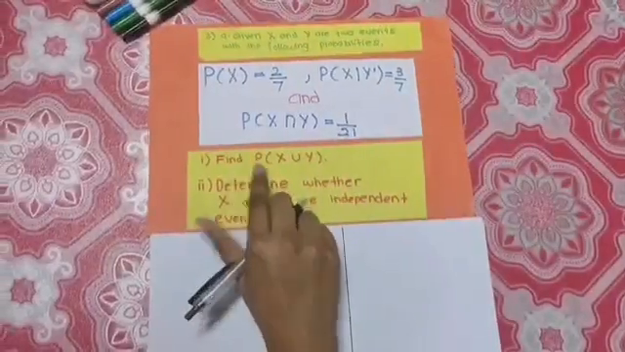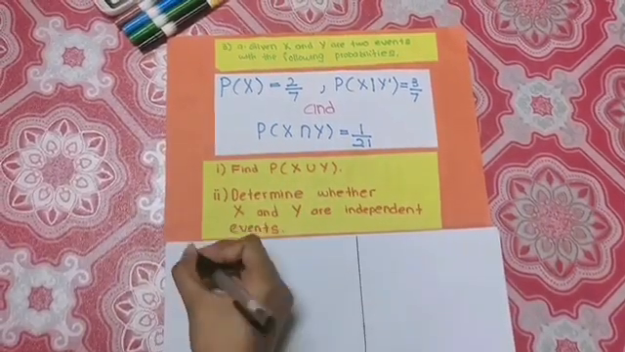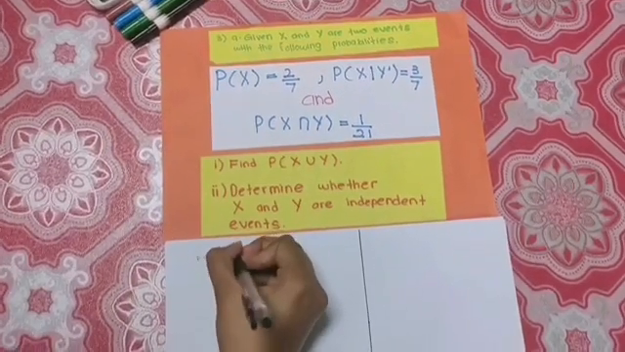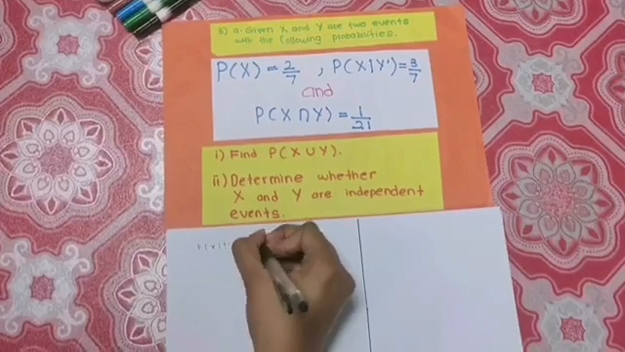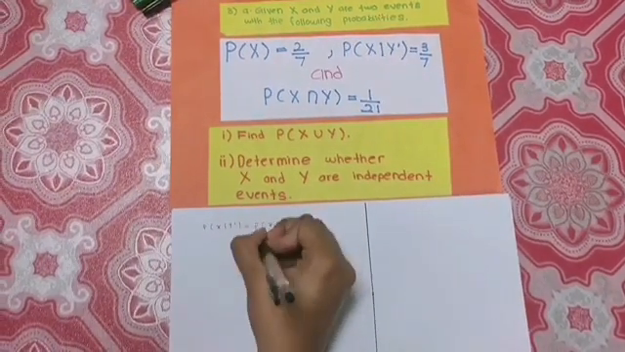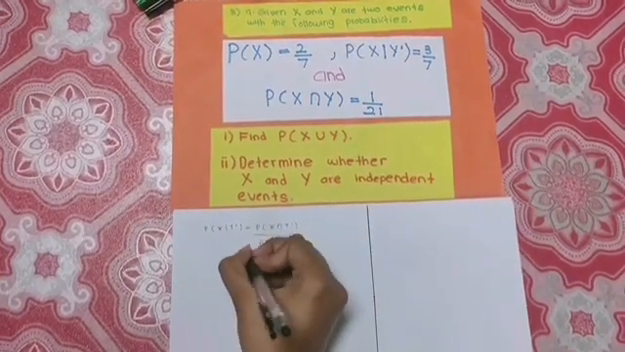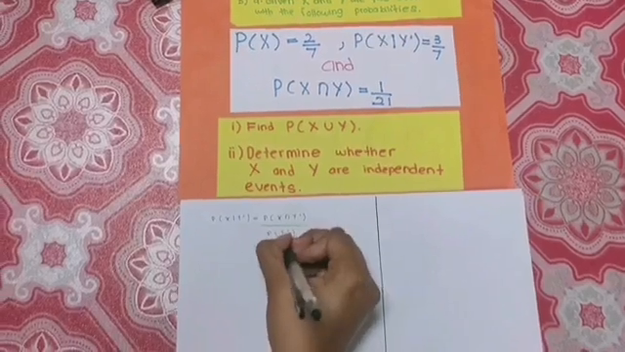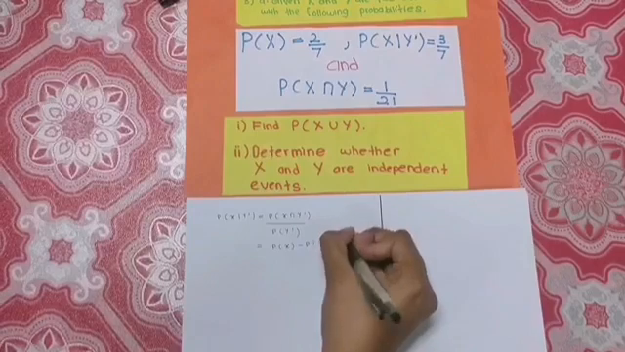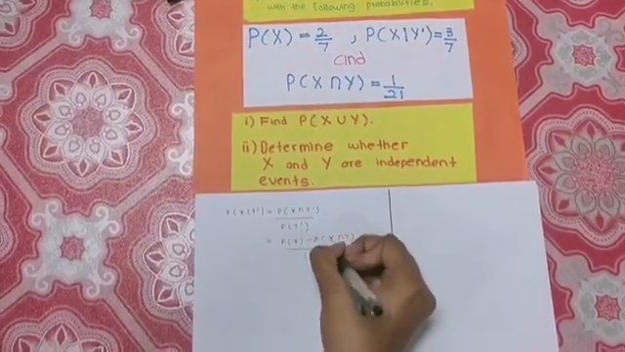To find probability of x union y, we need to use this formula: probability of x given y prime equals probability of x intersect y prime divided by probability of y prime, which equals probability of x minus probability of x intersect y, divided by 1 minus probability of y.